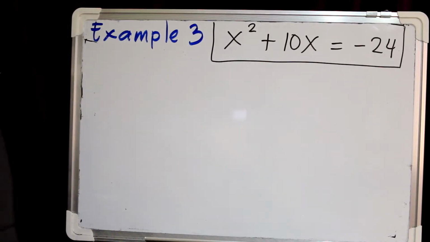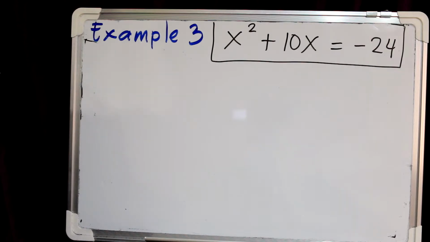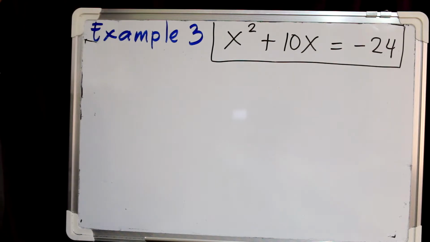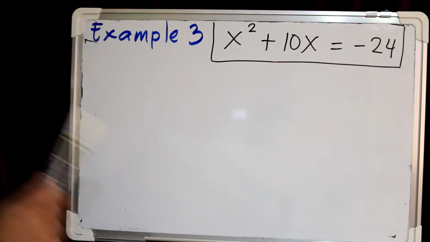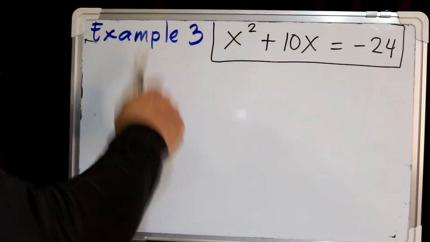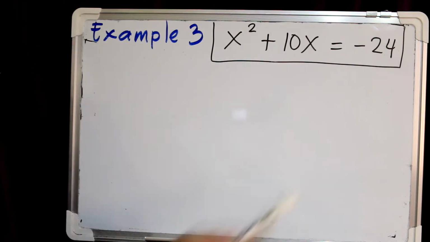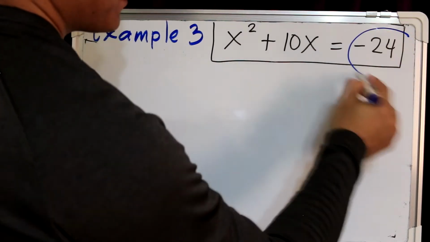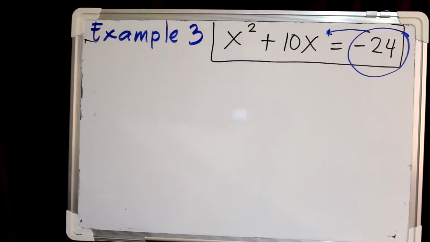Alright, we have x squared plus 10x equals minus 24. As you can see, this is not in the general form of the quadratic equation. So the first thing that we are going to do is to make this into general form. You have a minus 24 here. You will transfer this to the other side of the equation and make the whole equation 0.